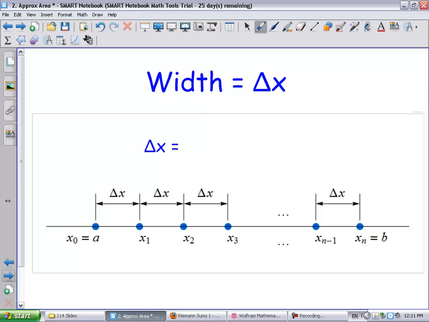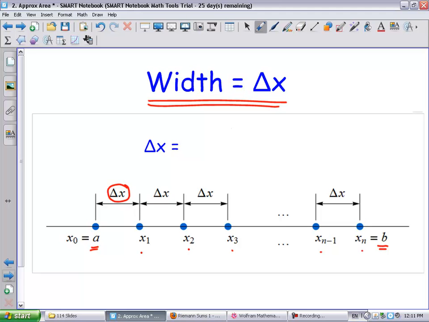So in general, what we're saying is you start at a, you end at b, and you have all these grid points in between. We're going to call them x0 is a, then x1 is the first grid point, the next x2, the next x3. Does this make sense? And the width between them, we're going to call that width delta x. That's the notation for width. It's how much x changes as you move from one rectangle to the next.